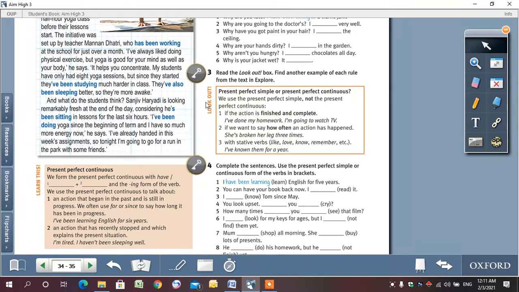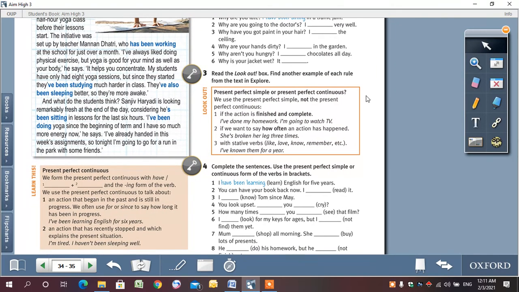Now, what is the difference between the present perfect tense and the present perfect continuous tense? We use the present perfect simple, not the present perfect continuous, if the action is finished and complete. So if the action started in the past and it's finished or complete, I use the present perfect simple. So, for example, I've done my homework, I am going to watch TV. So here the action is complete, and now I am going to do something else. I am going to watch TV.